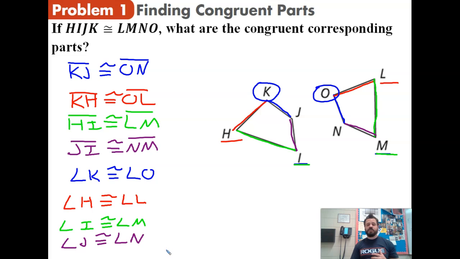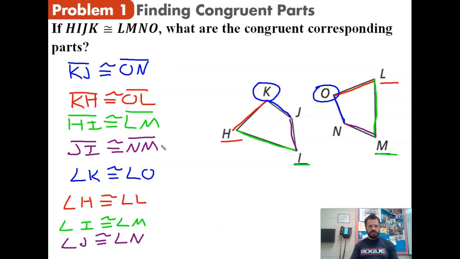All right, so by saying that two figures are congruent, we're giving you all this information at once. All their corresponding sides and all their corresponding angles will be congruent to each other. Now, there is one trick with this question. I actually don't even need to use this picture to come up with this information.